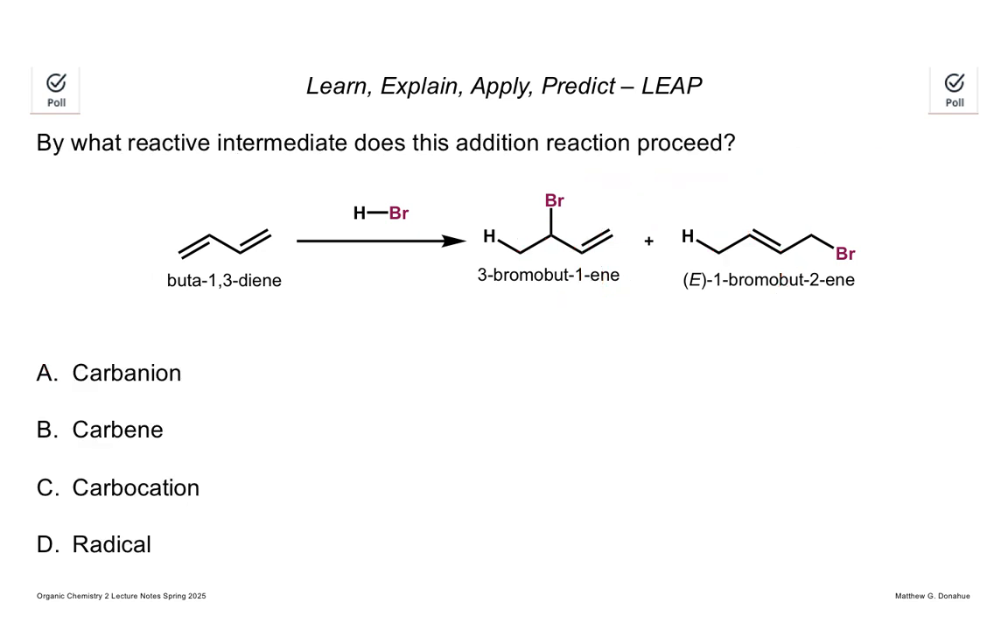By what reactive intermediate does this addition reaction proceed? This will be a carbocation. We see there's protonation. So these are the main reactive intermediates we studied in Organic 1. Carbanion, carbene, carbocation, radical. So you'll want to review the context of the reactions and mechanisms in which we saw those intermediates.